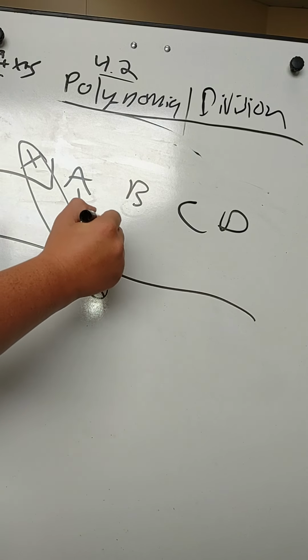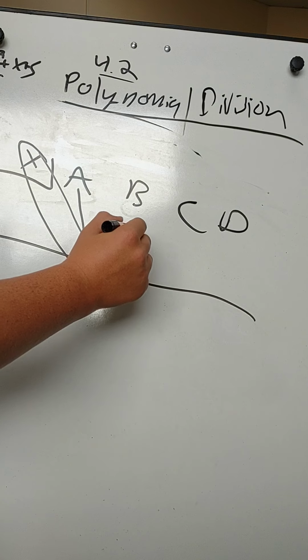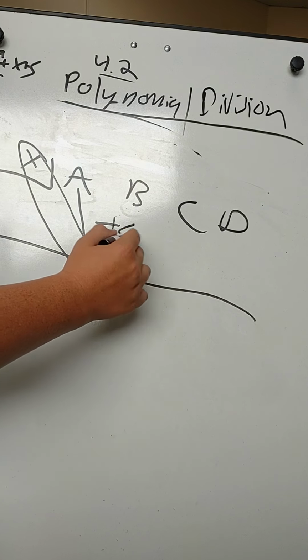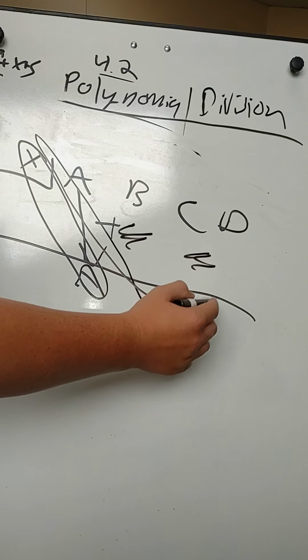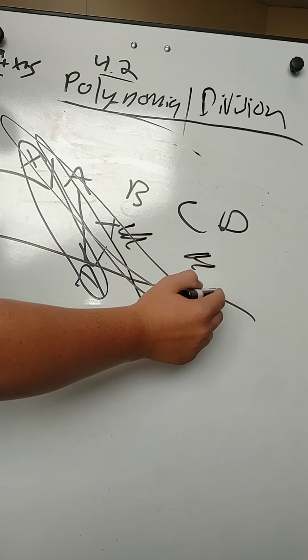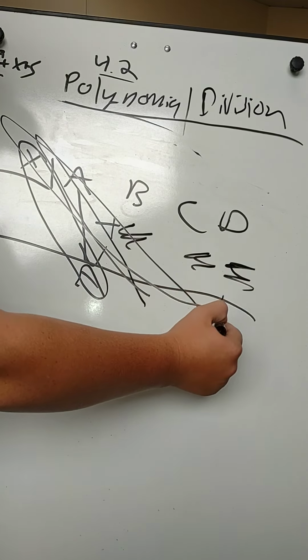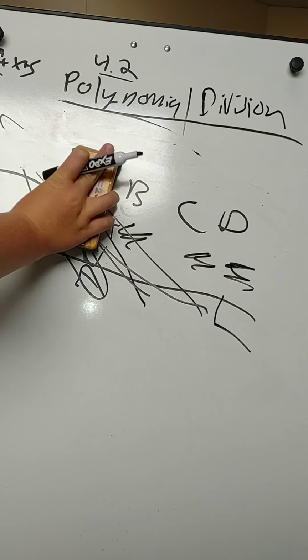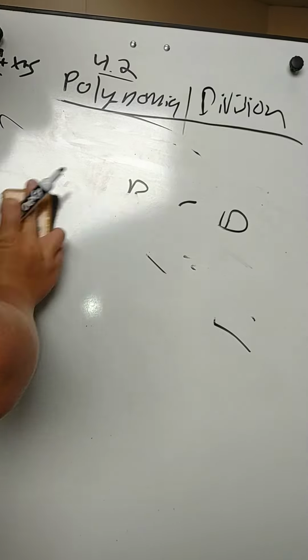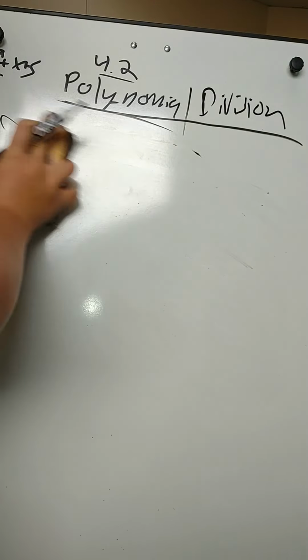Multiply, add, whatever. Multiply that, add it here. Multiply that, add it here, and that'll be your remainder. So, let's try doing another one, another long division one, and another synthetic division one.